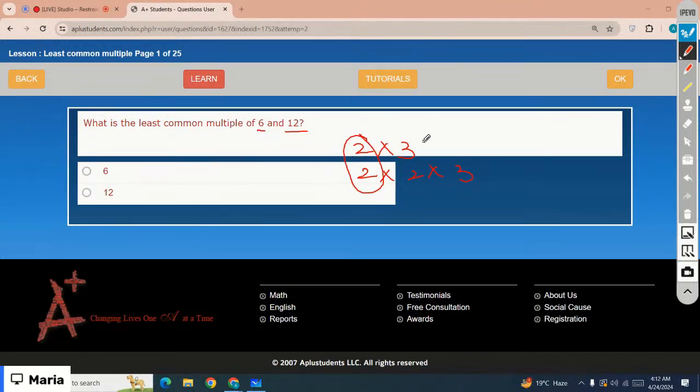This is the common factor and this is the common factor, right? 2 times 3, and the one you are left with is 2. For the GCF you just have to multiply the common prime factors, but for the LCM you have to multiply the common ones and the ones that are not common. 2 times 2 is 4 and 4 times 3 is 12. The correct option is 12. Got it? That is the difference. The correct option is 12.